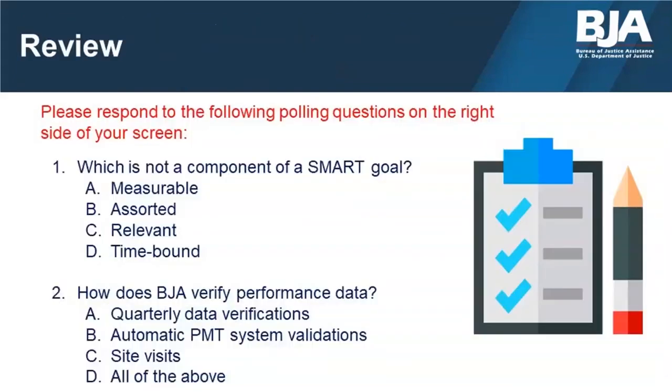We will now conduct a quick review based on the information just presented. Please respond to the following polling questions on the right side of your screen. Number 1, which is not a component of a SMART goal? A, measurable, B, assorted, C, relevant, or D, time-bound. Also, for number 2, how does BJA verify performance data? Is it A, quarterly data verifications, B, automatic PMT system validations, C, site visits, or D, all of the above?